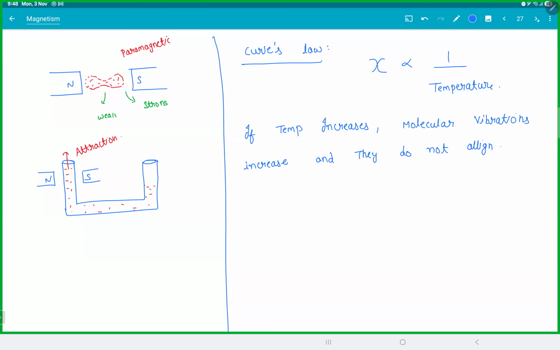It's like, imagine, when you join people in an army, they become disciplined. But if you take 100 mad people and put them in the army, it doesn't matter. That's something of that sort. When you have high temperature, molecules don't listen to you anymore. And when you plot the susceptibility versus temperature graph, you can clearly see it's a rectangular hyperbola.